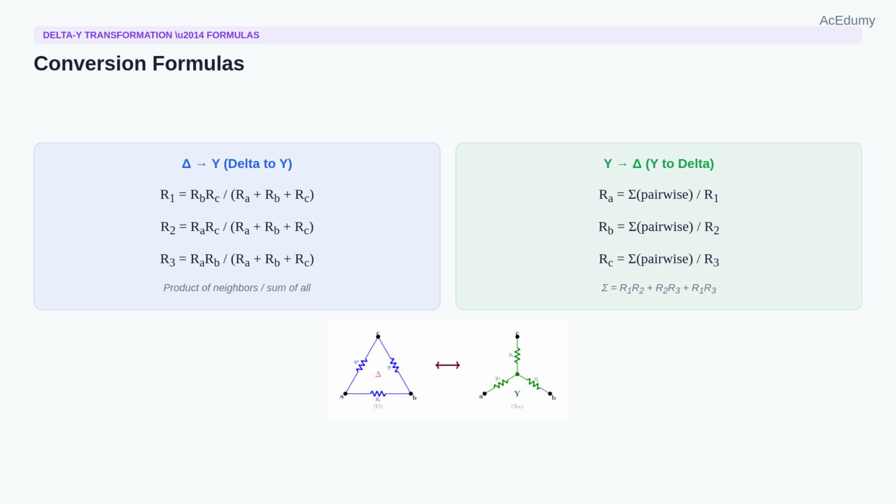three delta resistors. For the reverse, Y to delta, RA equals R1 R2 plus R2 R3 plus R1 R3, all divided by R1. RB uses the same numerator, divided by R2. RC uses the same numerator, divided by R3. The numerator is always the sum of all pairwise products.